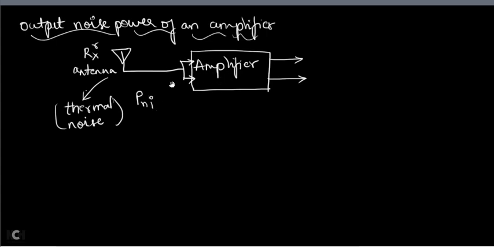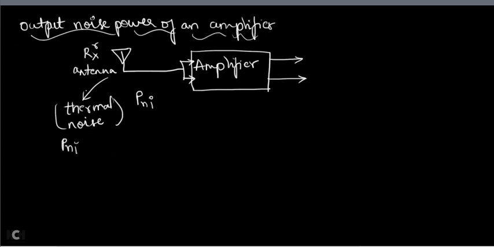For the amplifier, what is the input noise? That input noise is coming from the receiving antenna. The receiving antenna produces thermal noise. So whatever noise comes at the input of the amplifier can be called PNI. PNI stands for noise power at the input of the amplifier, and that noise power is due to the thermal noise of the antenna.